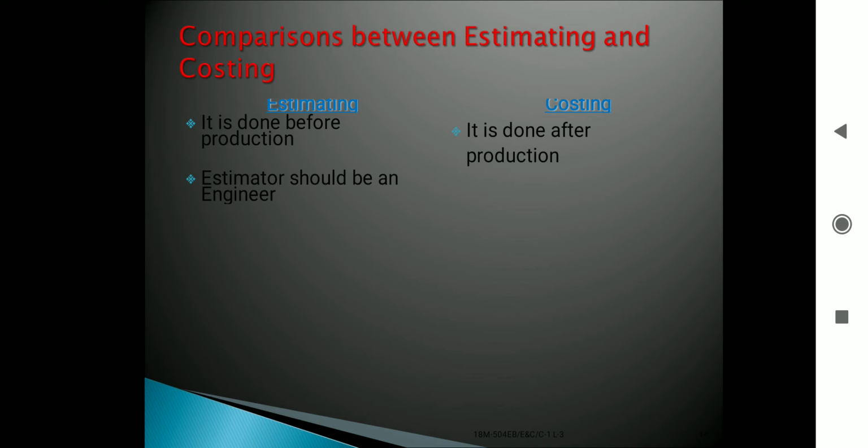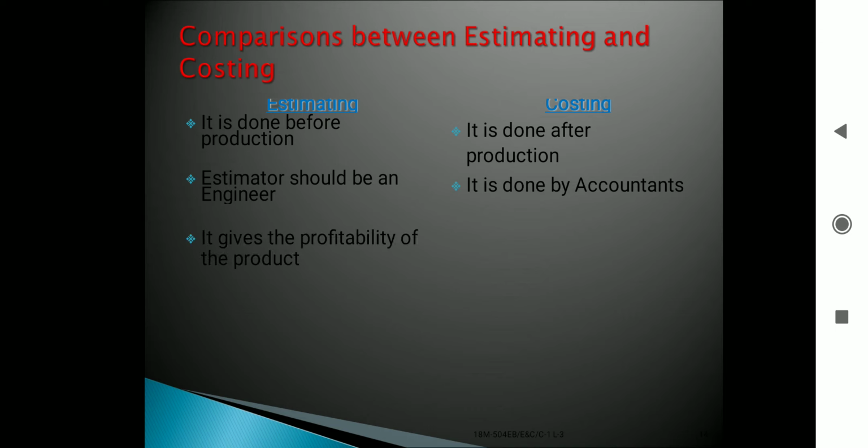The estimator should be an engineer. Costing should be done by an accountant. Say we give the estimation for manufacturing a product: this product requires 10,000 to 15,000 rupees. That is the estimation, but after adding all the allowances it comes to 15,000 or 16,000. That can be done by the accountant; it is the work of the accountant.